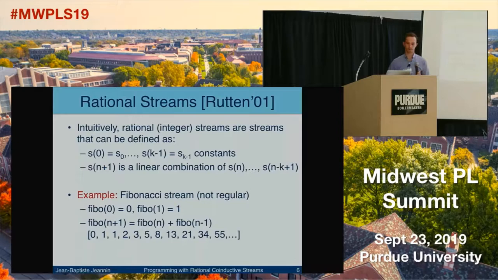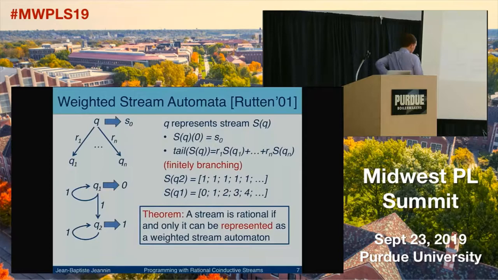Rutten in his paper, and this is important, proves that those rational streams can be represented as what he calls a weighted stream automaton. So he has these kinds of automata that basically represent exactly the class of rational streams. So what's a weighted stream automaton? We can look at one here on top. The state Q represents a stream. And how to read it is to say the first element of the stream is S0. Okay? And the tail of the stream is R1 times the stream Q1 plus R2 times the stream Q2 plus Rn times the stream Qn. And this is finitely branching. I only have a finite number of those branches here. Okay. So it's well defined like this.